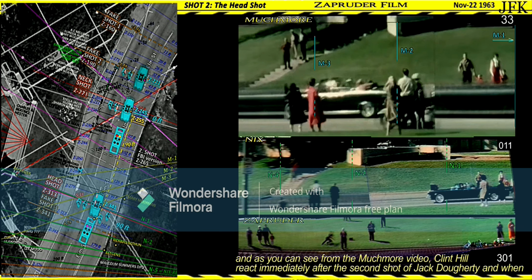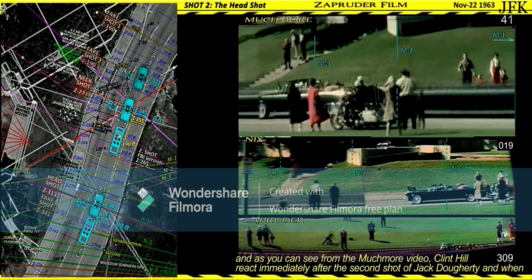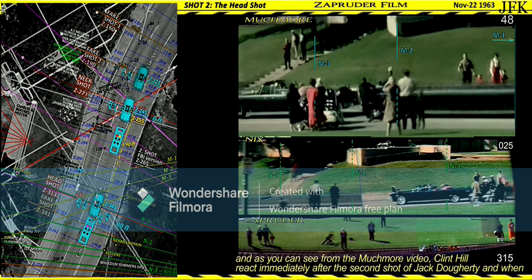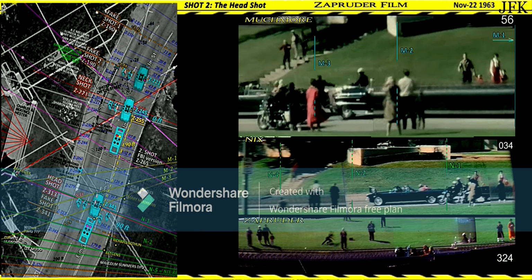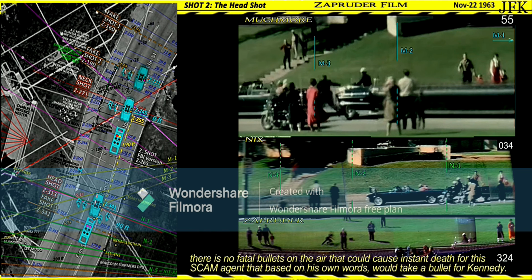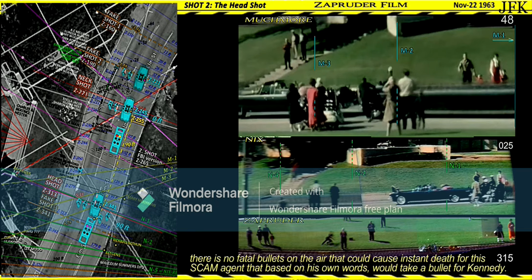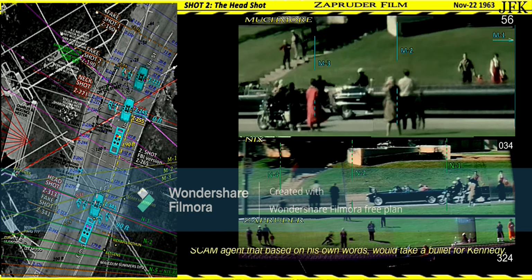And as you can see from the Muchmore video, Clint Hill reacts immediately after the second shot of Jack Dougherty, when there are no fatal bullets in the air that could cause instant death for this scam agent that, based on his own words, would take a bullet for Kennedy.